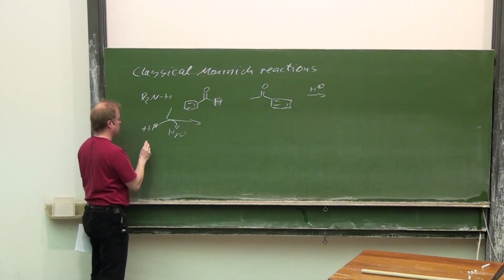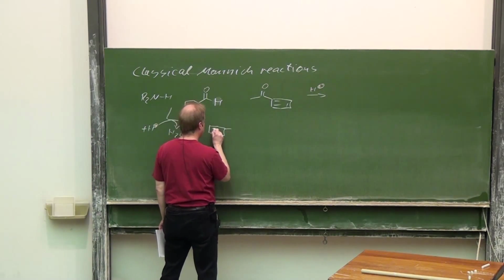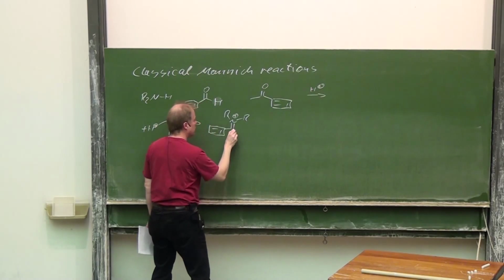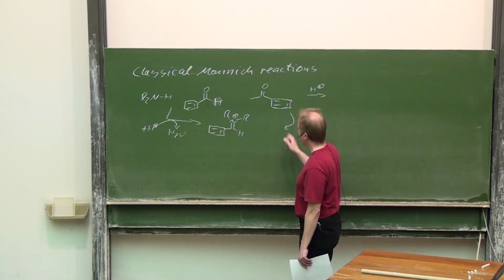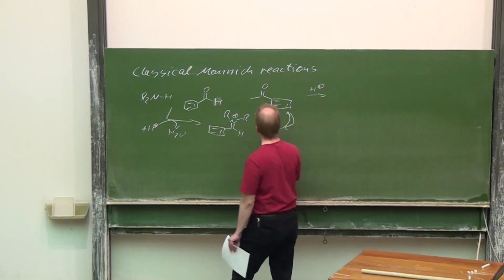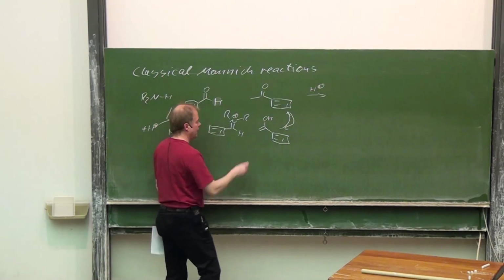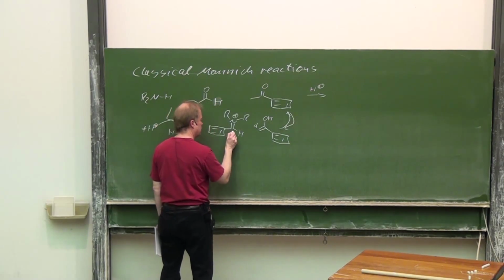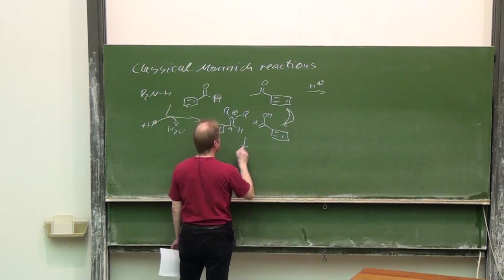So, under acid catalysis, plus a proton, minus H2O, we will get the formation of an iminium cation. On the other hand, under acid catalysis, keto-enol tautomerization will take place. And now we have the nucleophilic center here, so donor reactivity, and acceptor reactivity for the electrophile here. Well, and C-C bond formation will take place.